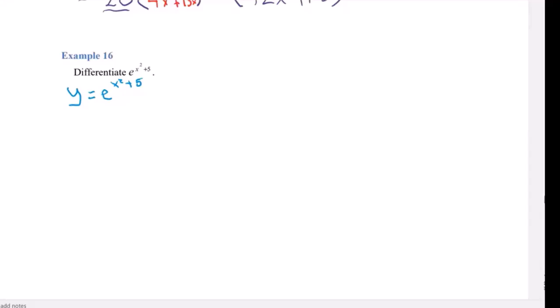So when I look at this, I see I have e to the something, but I don't know how to take the derivative of e to the something. I know how to take the derivative of e to the x, or e to some one variable. So what I'm going to do is say, let's let u equal x squared plus 5. Then du, the derivative of u with respect to x, is equal to, using the power rule, 2x plus 0, because the derivative of a constant is 0. So I have this information.